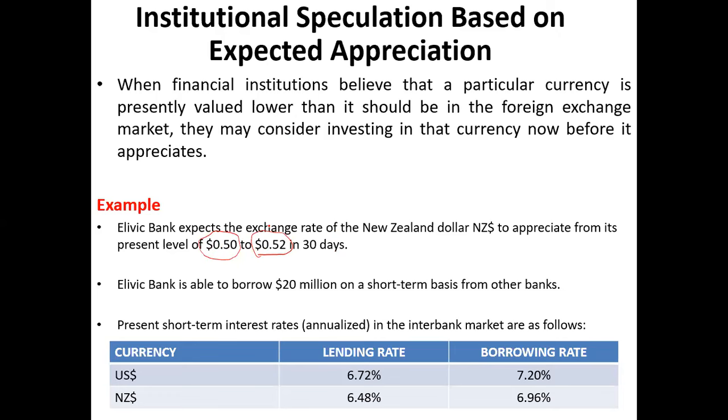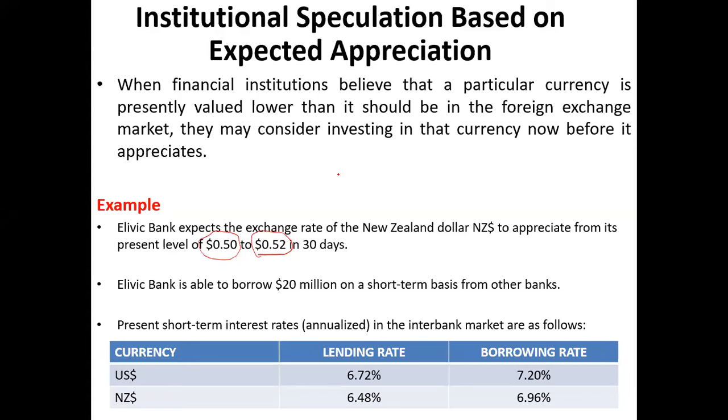Okay. Then in 30 days, we will need 0.52 US dollars to buy 1 New Zealand dollar. That means that in 30 days, we will need more US dollars to buy 1 New Zealand dollar than now. That means that in 30 days, the US dollar is going to depreciate against the New Zealand dollar, or the New Zealand dollar is going to appreciate against the US dollar. So here, because the US dollar will depreciate and the New Zealand dollar will appreciate, okay?